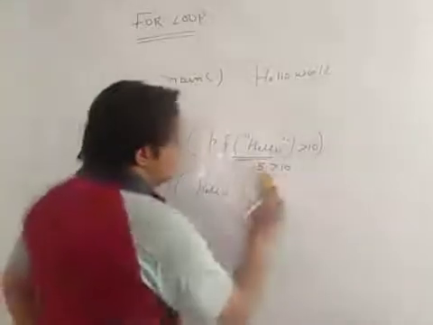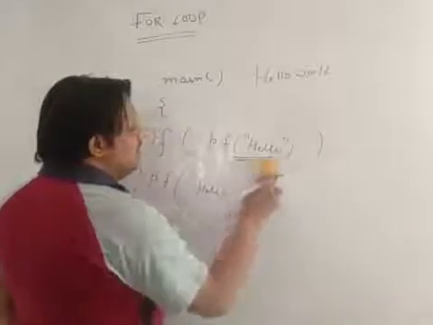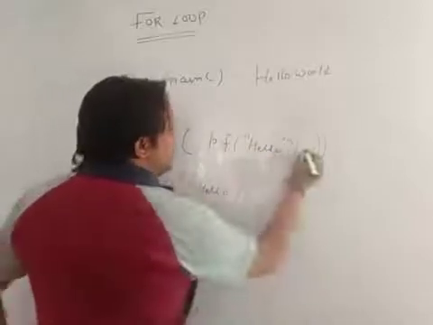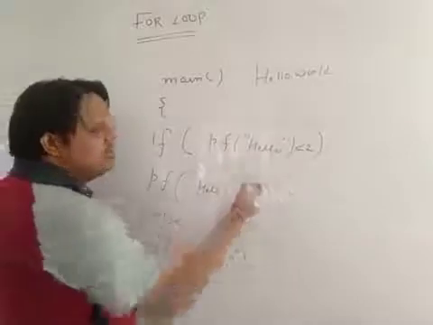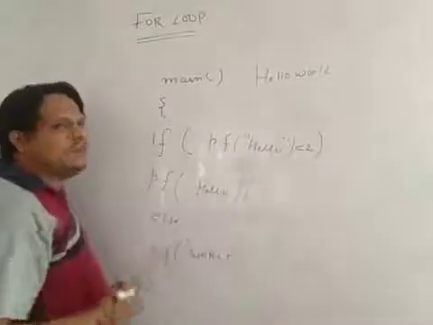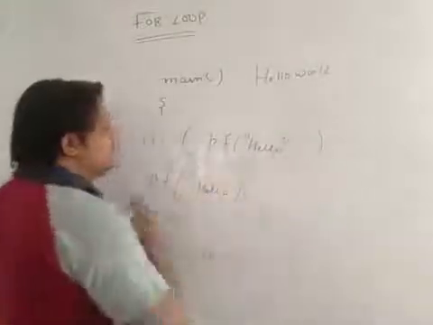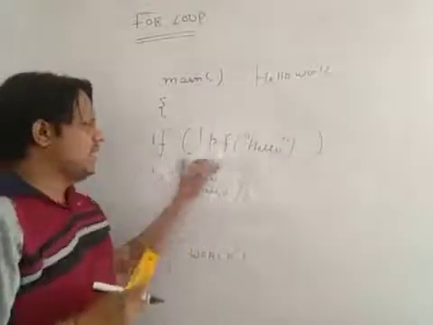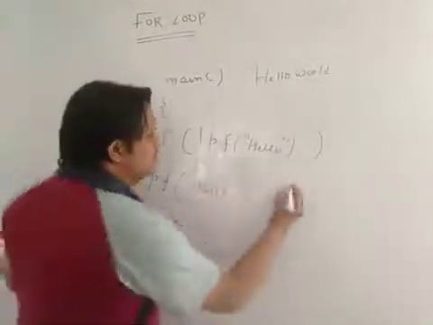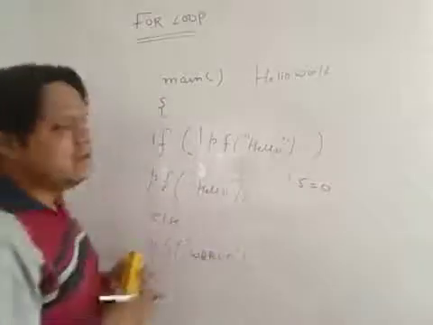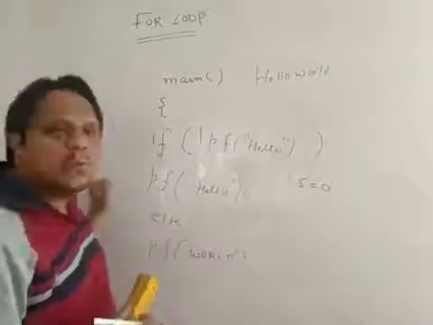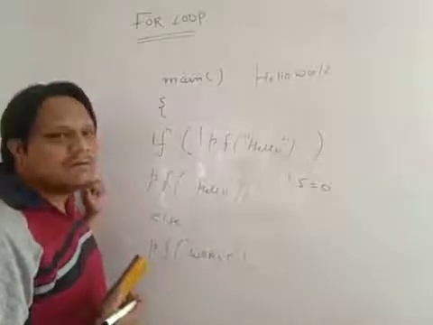Or you can write it in n number of ways. You can write it as less than 2. It will print hello, return the number of characters 5, 5 less than 2, the condition is false, it will go to the else statement, it will print world. Or you can write not of printf hello: it will print hello, it will return the number of characters 5, not of 5 is 0, so the condition becomes false, it will go to the else part and it will print world. So the answer is hello world, right?